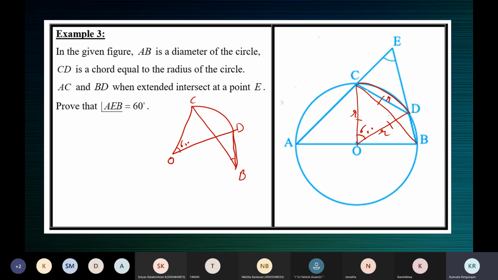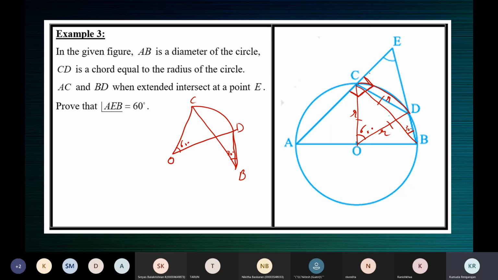So this one is 30 degrees because it's on the circumference, half of the angle at the center. So this one is 30 degrees, CBD. And then this is 90. Angle in a semicircle is a right angle. So linear pair, this is 90.